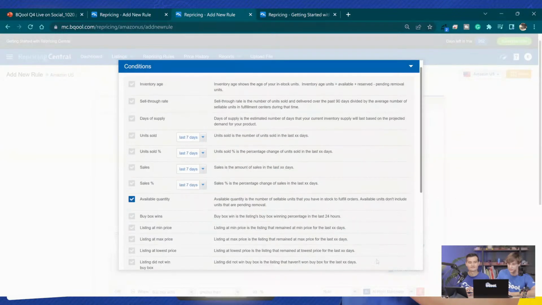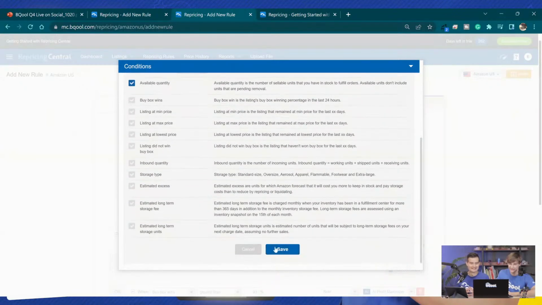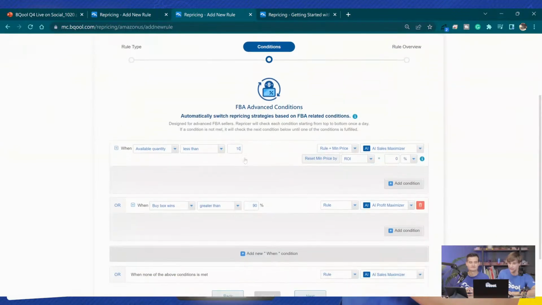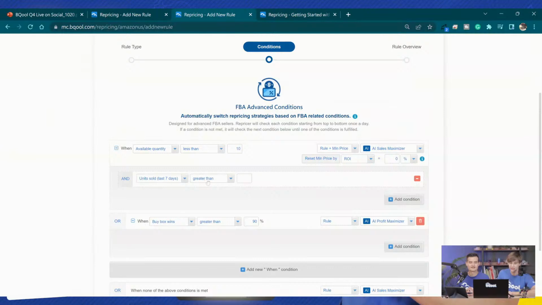Okay, so let's go below here. Yeah, make sure to save it. If you didn't save it, it's going to be a problem, right? And then let's say our available quantity is less than 10. So in this case, our quantity is not much, right? And we see that the units sold for the last 7 days is greater, let's say, than 20. So in this scenario, we see that this item is in high demand. A lot of people are interested in buying this item.